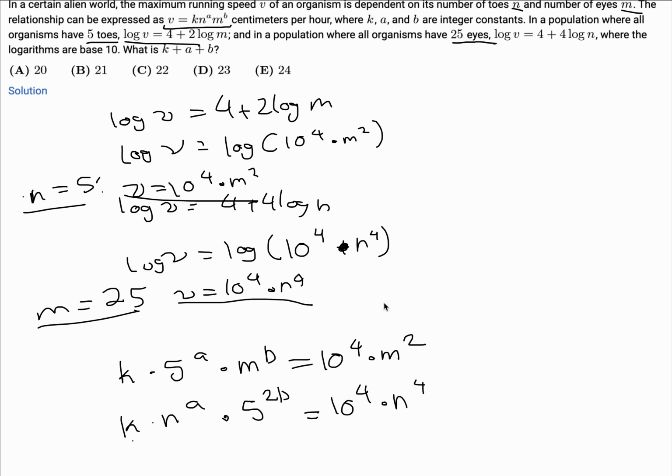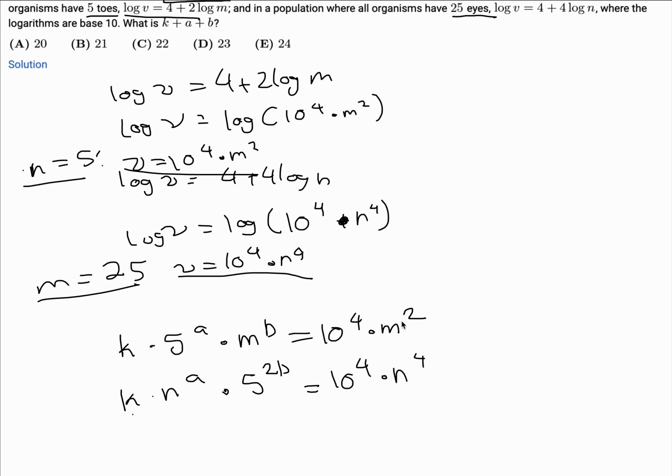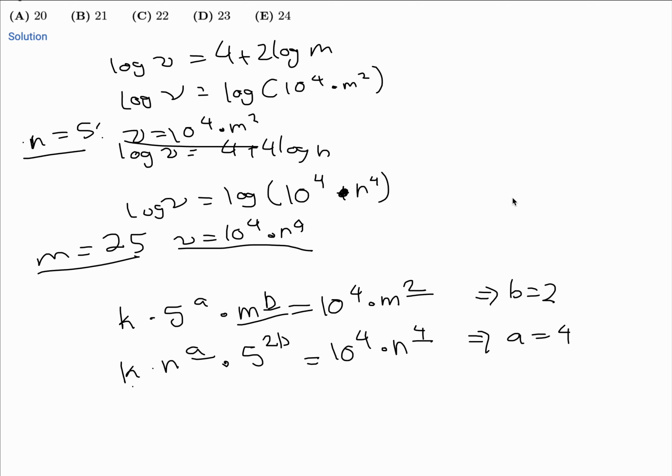And so now here, we just match coefficients. m has an exponent of 2 on the right, and on the left-hand side, m also has an exponent of b, so this makes us infer that b is equal to 2. Similarly, we have a 4 here and an a here, so this makes us infer a is equal to 4. And so now we just have to check that k is also an integer. If k is also an integer, then our naive matching is actually going to work out.